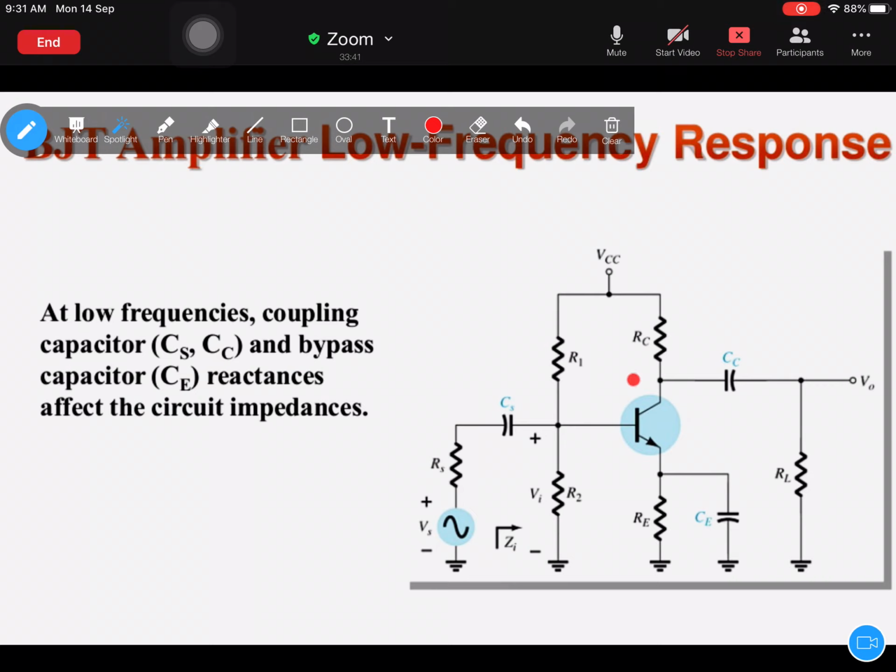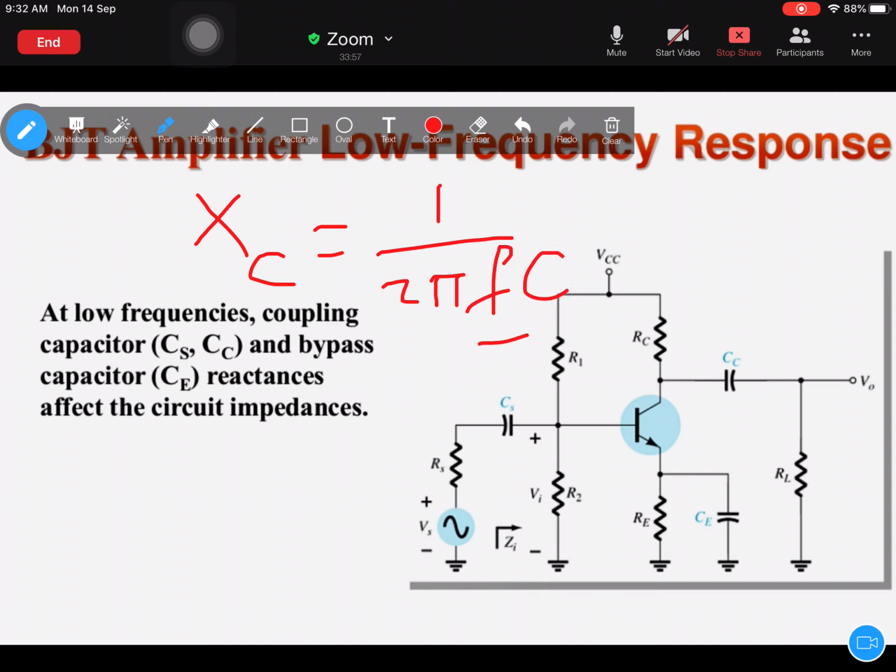Especially for low frequency response, the effect of these capacitors increases dramatically, because the reactance of a capacitor, Xc, is equal to 1 by 2 pi f C, right? So if you are considering low frequency here, what happens? This value will be small. When this value is small, what will be the Xc value? Xc value will increase. That means the reactance value of these particular capacitors will be high.